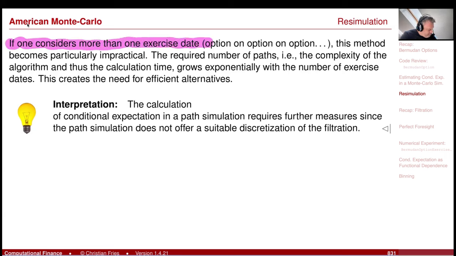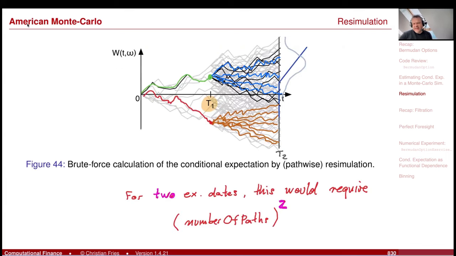Now, if you have more than 1 or 2 exercise states, so you have an option on an option on an option, the number of sample paths grows exponentially. But this picture provides us with a good intuition. And later, one of the methods that work will be quite close to what we are doing here.